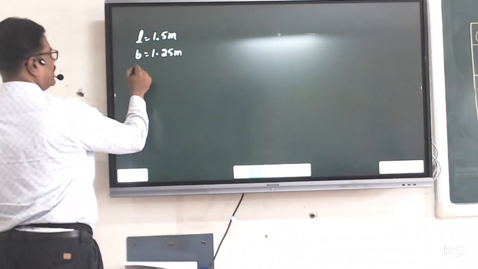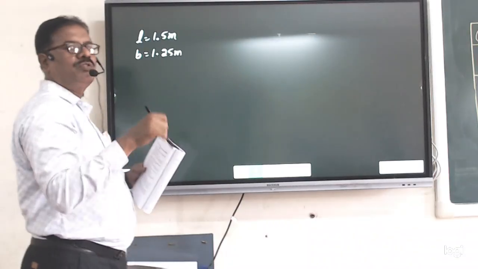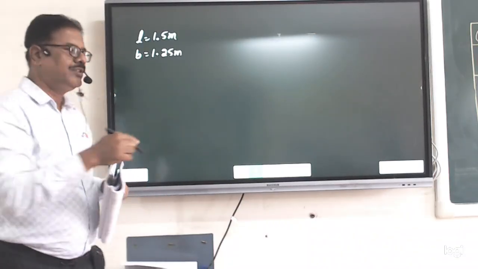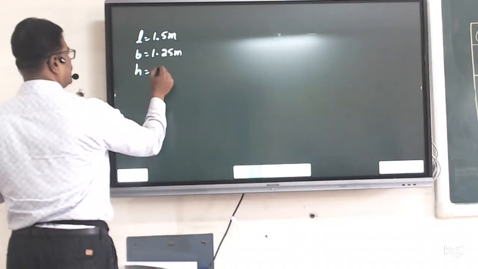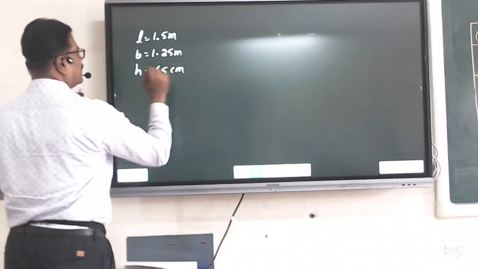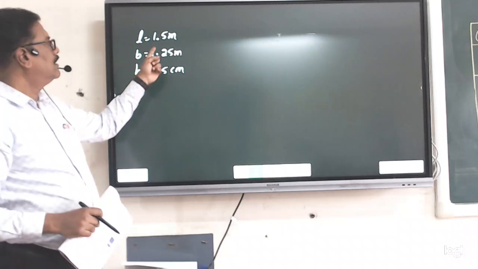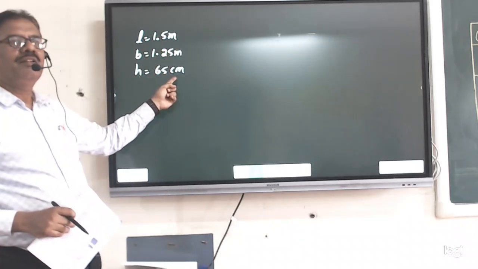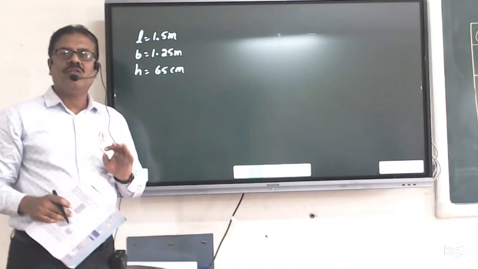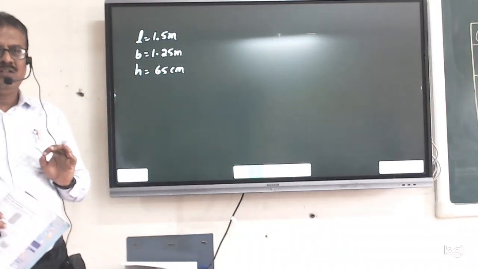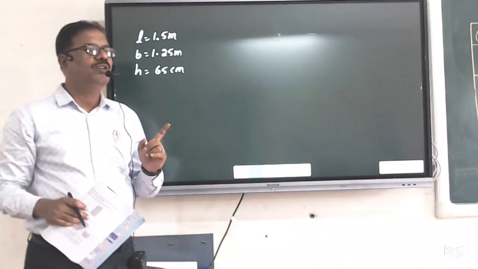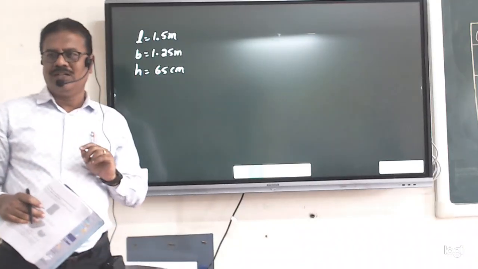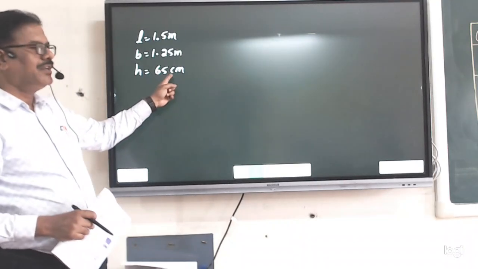Then 65 centimeter deep. Deep means what? Height. So deep is given, H is 65 centimeter. Now you see here, these two measurements are in meters, but this is in centimeter. To go for the working, all the units should be of the same kind. Means either I should convert meter into centimeter or centimeter into meter. Let me convert this centimeter into meter.